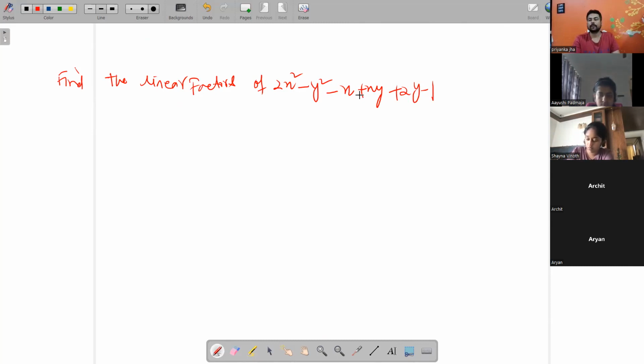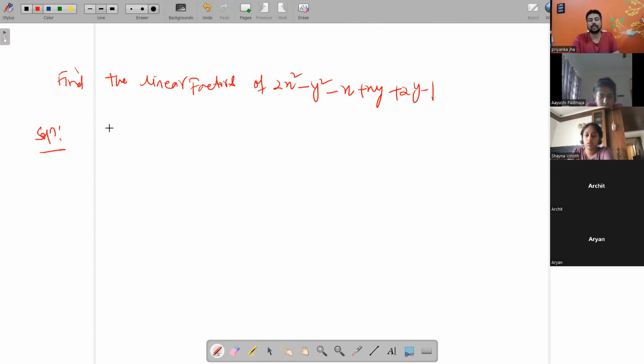But I also want to show how to apply that condition. So let's first apply that condition, so that we can understand what to do in case you are not supposed to find the linear factors. You just have to identify whether this will have them or not. So how do you apply that condition?